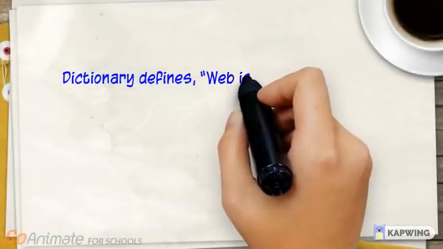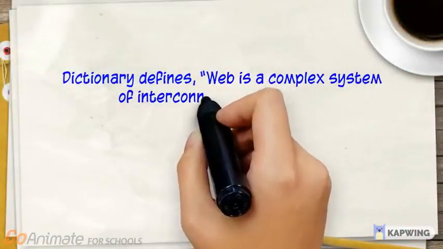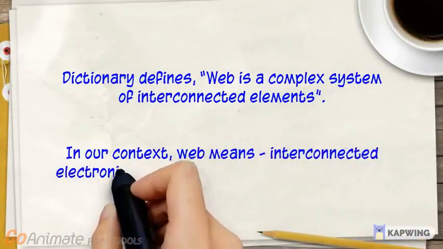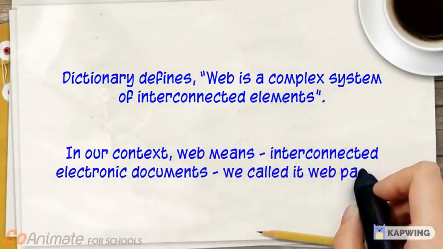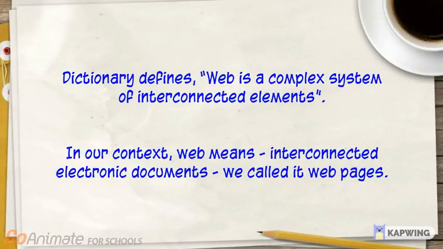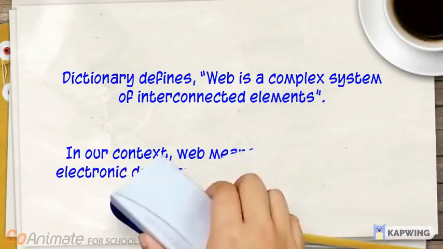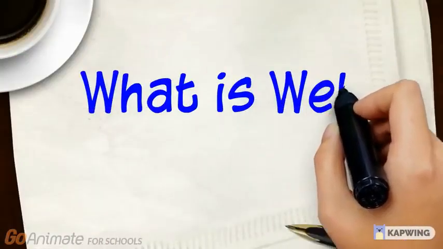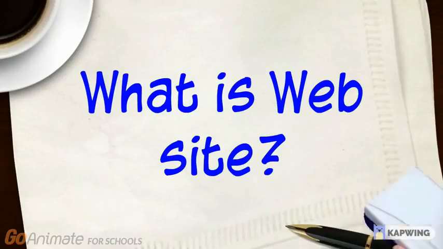Dictionary defines, web is a complex system of interconnected elements. In our context, web means interconnected electronic documents. We call it web pages. Then, what is a website? Let's learn that now.